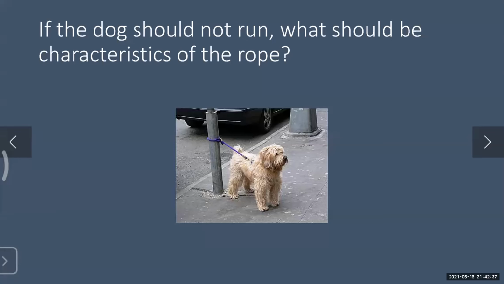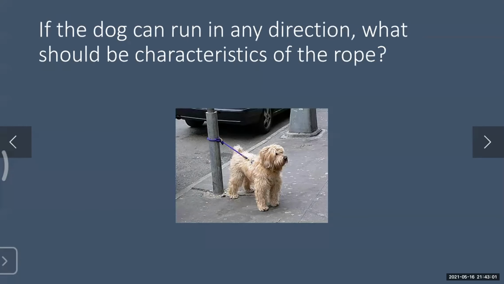The rope should be strong enough to hold the dog if it tries to run. The rope should not yield, right? The rope should be tight and should be tied to a stable surface. If it is allowing a movement, then it is not going to keep the dog in place, right?